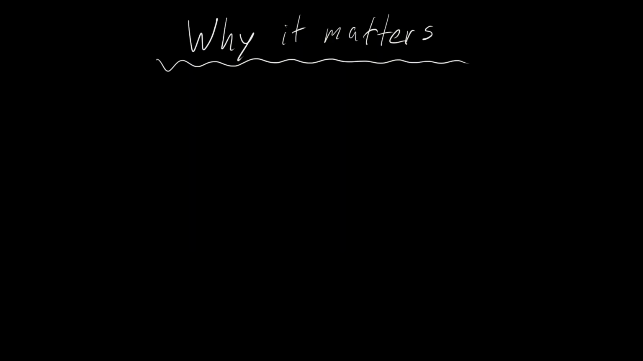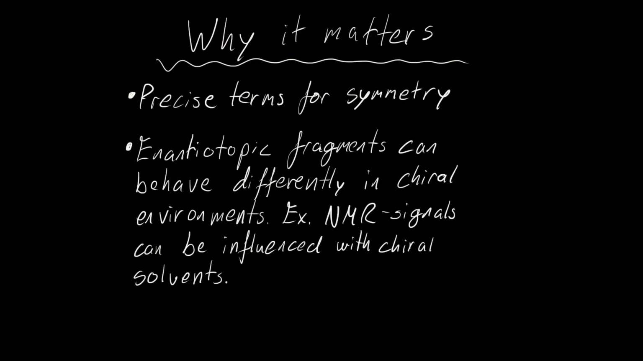Now, why does the molecular fragment symmetry matter? Other than having a precise way of describing molecular symmetry, it matters because, for example, enantiotopic fragments behave differently in chiral or achiral environments, which can be important for things like NMR spectra. If you've got two enantiotopic hydrogens, you'd often expect them to have the same proton NMR signal, but they might not. They might produce slightly different signals depending on which solvent you use. Chiral solvents, or chiral environments in general, can give rise to different NMR signals for these enantiotopic fragments.